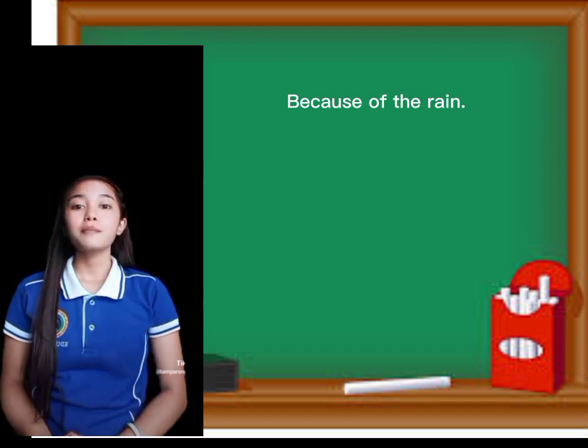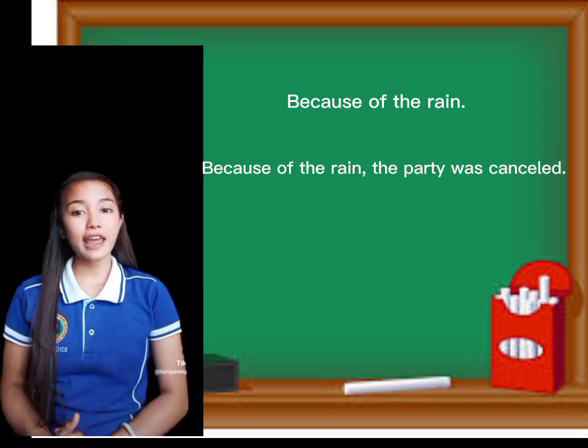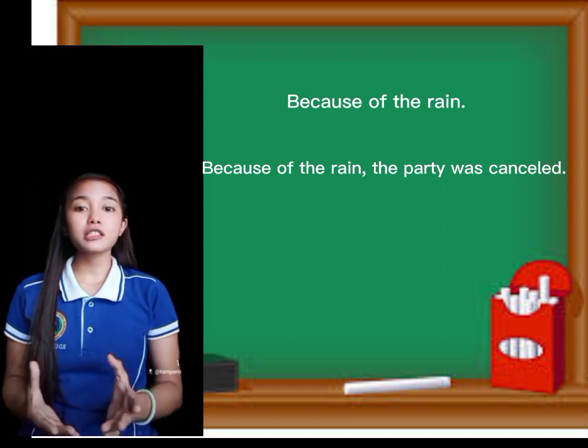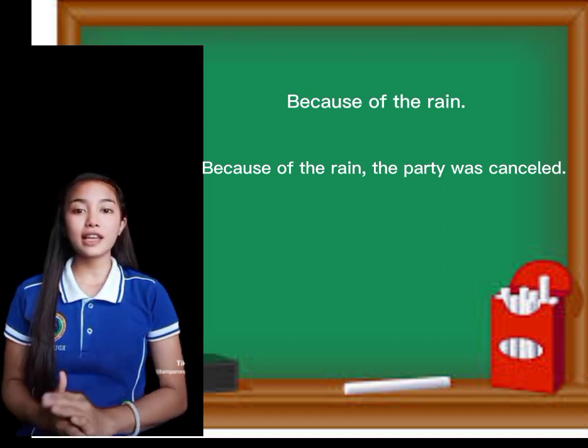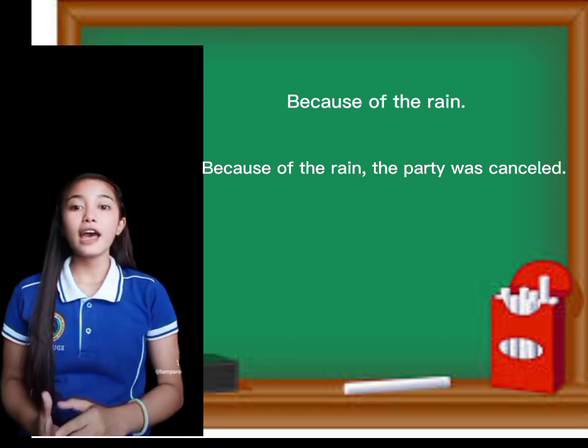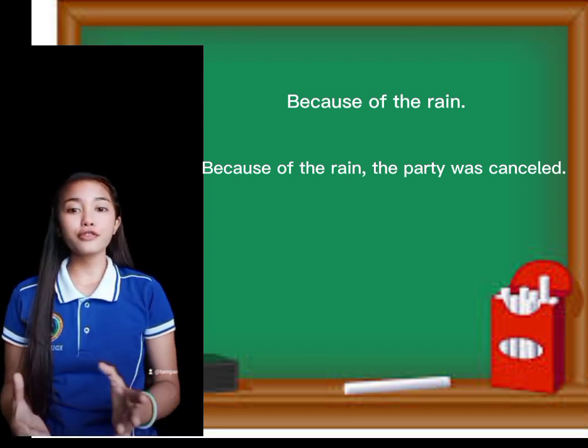For example, because of the rain, the party was cancelled. Now, the fragment has become a dependent clause attached to a sentence that has a subject, the party, and a verb, was cancelled. Our thought is complete.